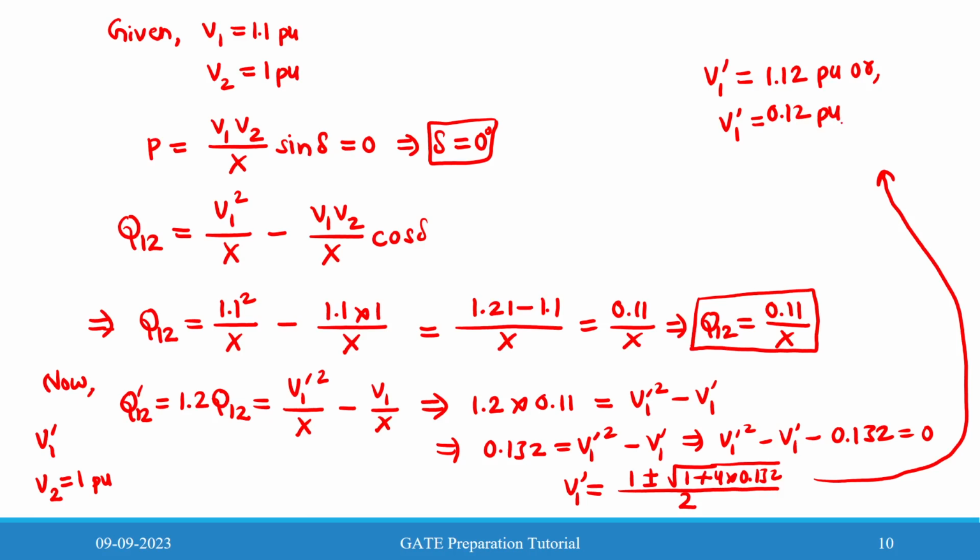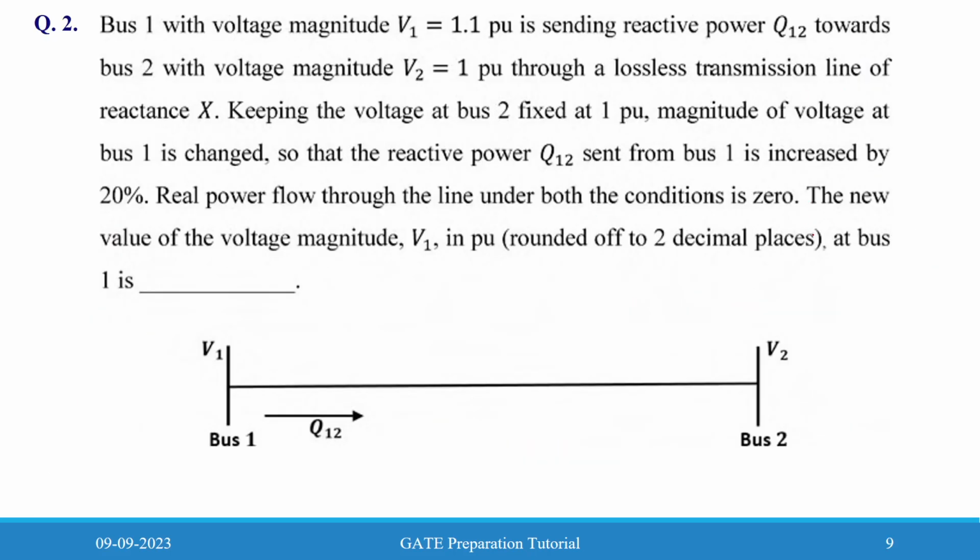We cannot take this 0.12 per unit. We have to take 1.12 per unit. Why? Because V2 is fixed at 1 per unit, and in the first case V1 is 1.1 per unit. Reactive power flow depends on the voltage mismatch, and this reactive power is increased by 20%. Reactive power always flows from the higher voltage magnitude to the lower voltage magnitude. So if it is increased, the reactive power flow Q12 will be increased.